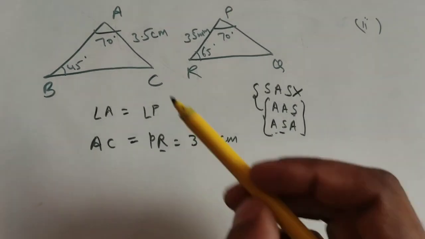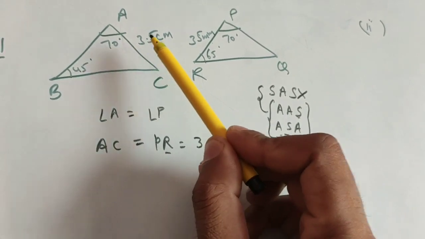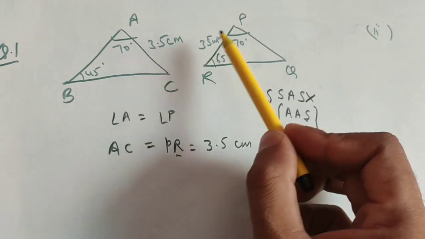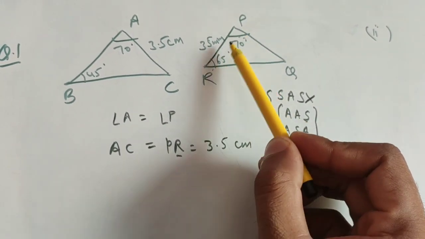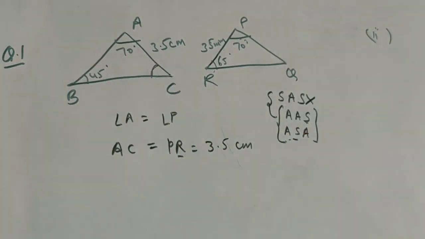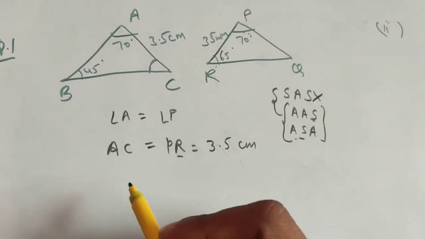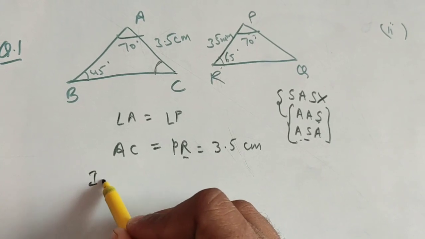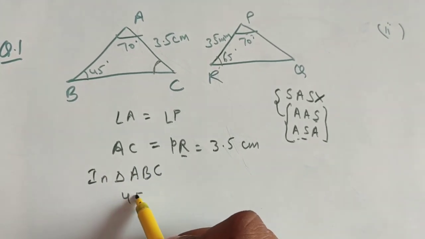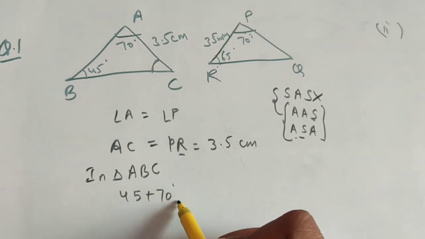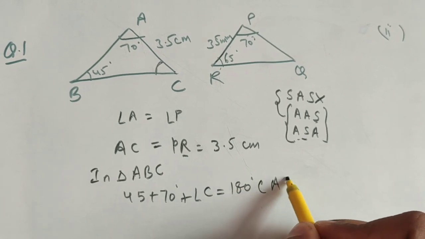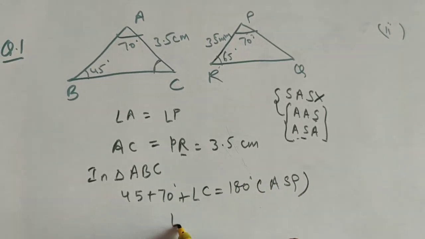Now this angle is 70, this is 3.5, this is 70, this is also 3.5. On this line AC, we have both the angles 65 and 70. Here we don't have the angle at point C. So in this triangle ABC, by the angle sum property we can find the measurement of angle C.